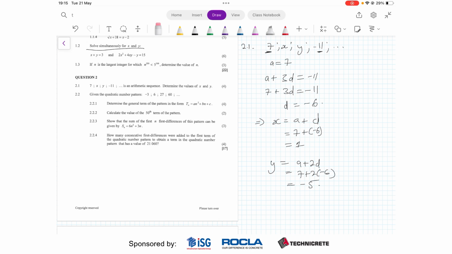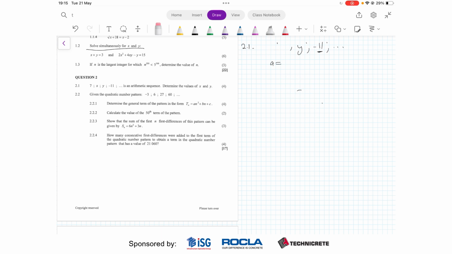Okay, moving on to question 2.2.1. Let me just erase this. Question 2.2.1. Given the quadratic number pattern, minus 3, 6, 27, 60, and so on, okay. Now, we have a quadratic pattern. We must determine the general term of the pattern.